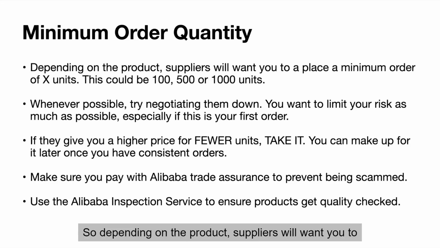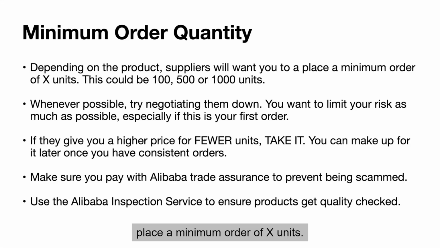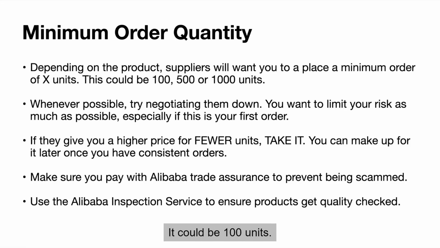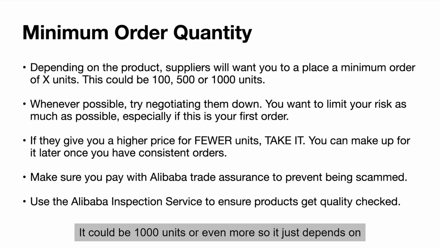Depending on the product, suppliers will want you to place a minimum order of X units. This number depends on how much you've customized the product, right? It could be 100 units, it could be 500 units, it could be 1,000 units, or even more. So it just depends on your product and how much you've customized it. Now, whenever possible, try negotiating them down.